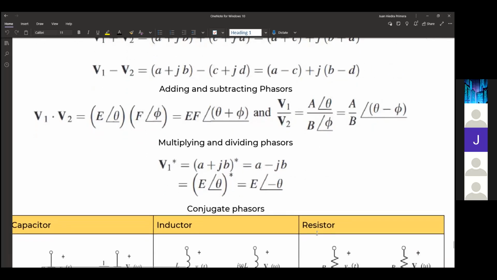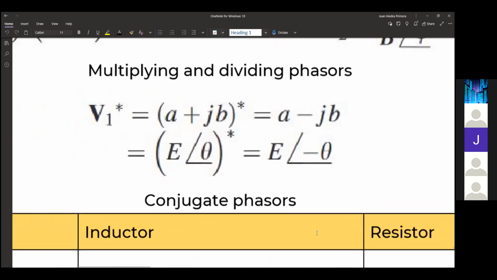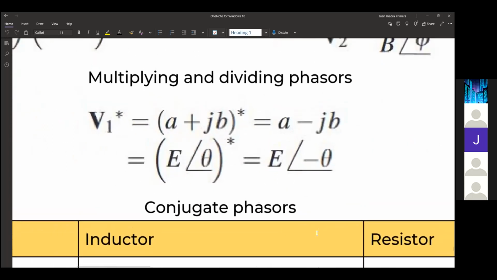So the conjugate of a phasor, this is a pretty important idea because you use it sometimes to try and eliminate phasors. If you remember what the conjugate of a polynomial is, it is simply, if you have the polynomial x plus a, its conjugate would be x minus a. In this scenario, the complex conjugate, instead of having a plus jB, it has a minus jB. Do note that if this was a minus, this would be a plus.